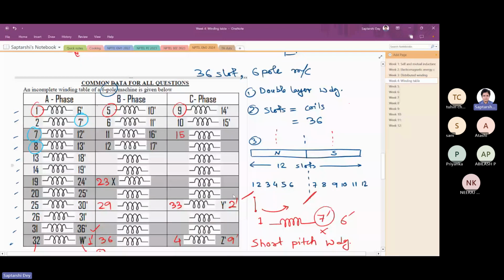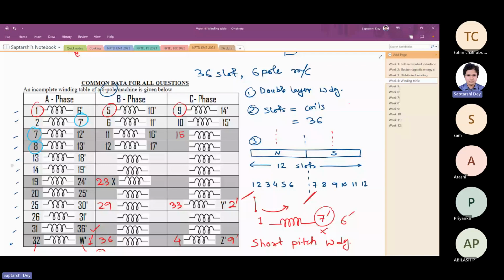Now we could do this so easily because some numbers in the B phase and C phase were given to us. Suppose you are given only some numbers in the A phase. Say numbers of A phase are given. No number in the B and C phase are given. Can you find out this number 5? Suppose this is unknown to us. Let us look at it.